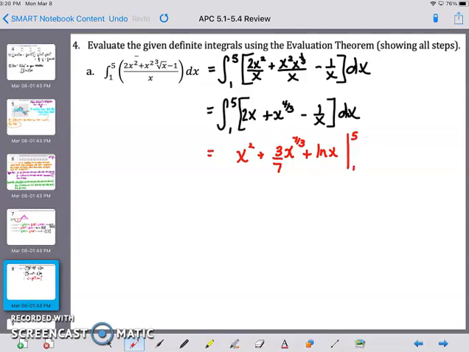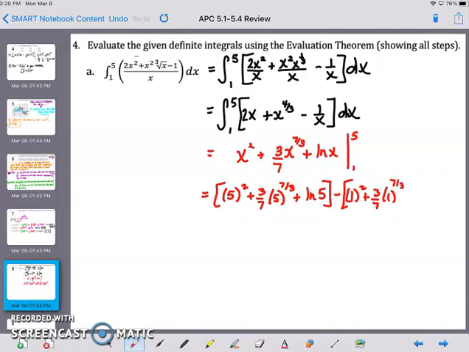So now I'm just going to use the fundamental theorem of calculus, plug in 5 minus plug in 1, and I will get my answer. So I am going to have 5 squared plus 3/7 times 5 to the 7/3 power plus natural log 5, minus 1 squared plus 3/7 times 1 to the 7/3 power plus natural log 1.